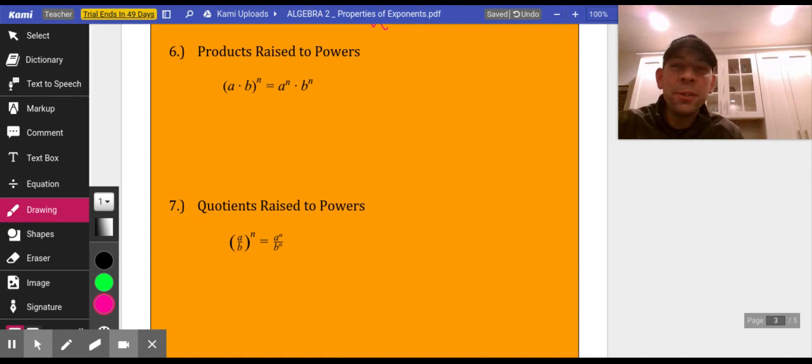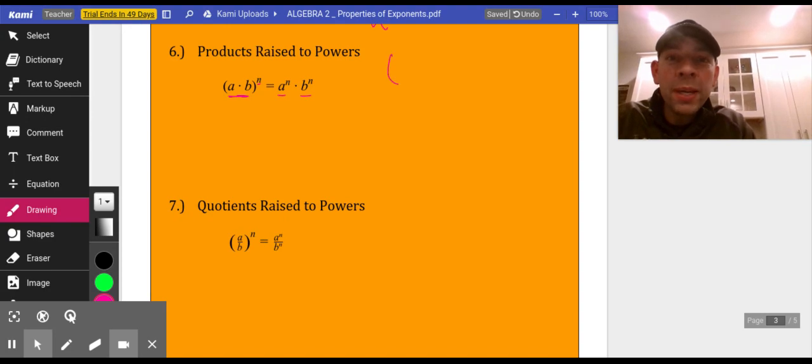It's almost like you're distributing the exponent, right? It's almost like you're distributing that exponent. So we're saying, okay, the product of a times b raised to the nth is just a to the nth times b to the nth. So let's look at an example of this bear.